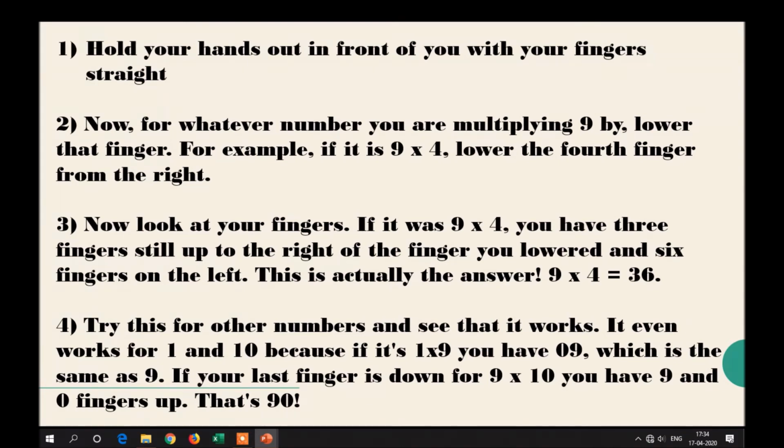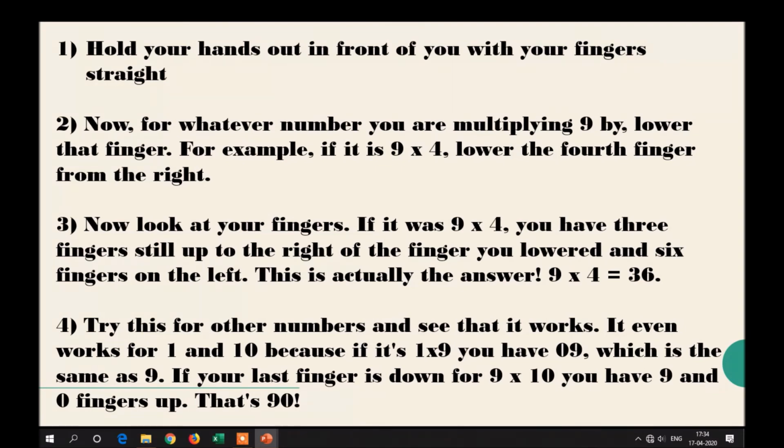Now look at your fingers. If it was 9 into 4, you have 3 fingers still up to the right of the finger you lowered and 3 fingers on the left. This is actually the answer. That is, 9 into 4 is 36. 3 on one hand and 6 on the other.